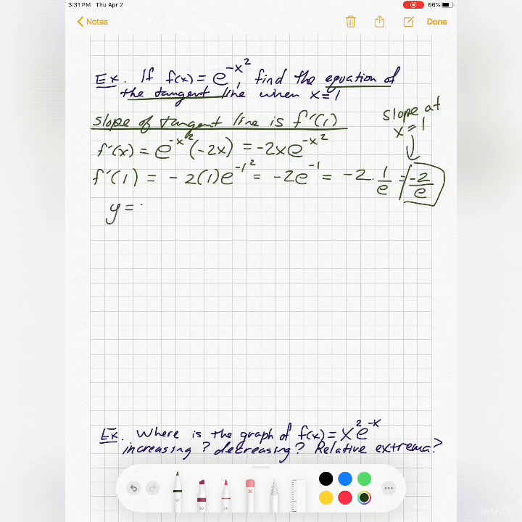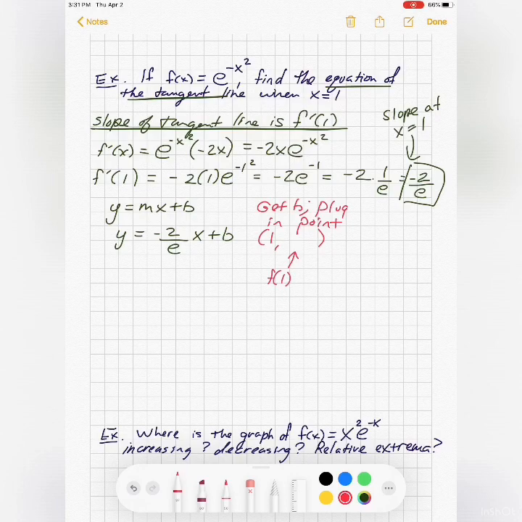So then my equation looks something like y equals mx plus b. I know my slope. Remember what I have to do here. I have to get the b by plugging in the relevant point. So the x value is 1. Here I have to figure out the matching y value by evaluating the function at 1. So that's e to the negative 1. So 1 over e.